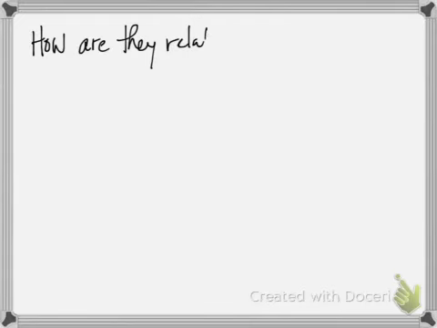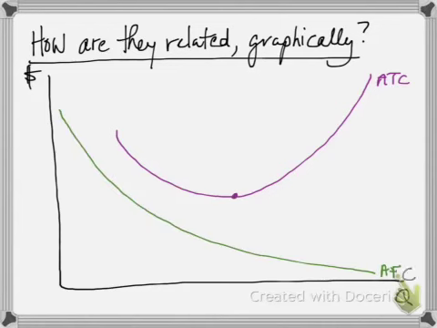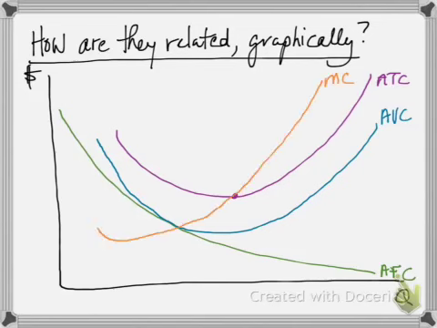And so how are all of these graphs related? If we draw the average total cost curve, we're going to see that it's U-shaped and it's going to have a minimum. We're going to see the average fixed cost curve slopes downward, getting closer and closer to the x-axis. The average variable cost is sort of U-shaped as well and lies below the average total cost curve. And then the marginal cost curve will intersect the average total cost at that ATC minimum, at the Q star.